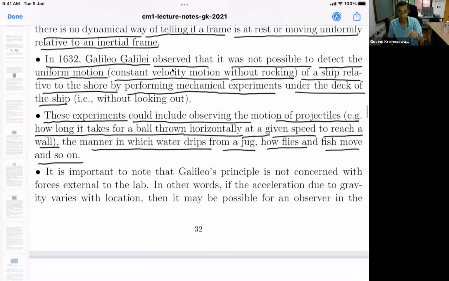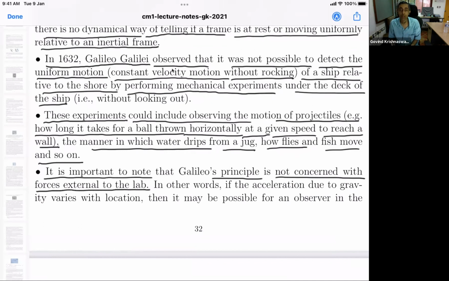And I will make clear also what kind of experiments he did not permit, because that is equally important. And that is the next point. It is important to note that Galileo's principle is not concerned with forces external to that little lab room inside the ship.